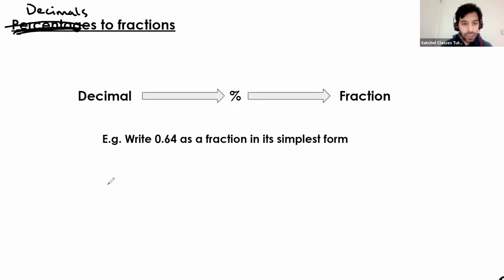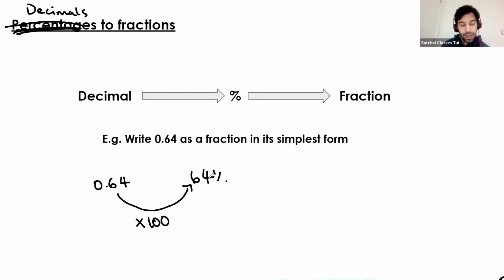So 0.64 as a fraction. Now, before I convert into a fraction, I'm going to convert this into a percentage. So I'm going to multiply 0.64 by 100. That's going to give me 64%. Now, 64% converted into a fraction is going to be 64 over 100.